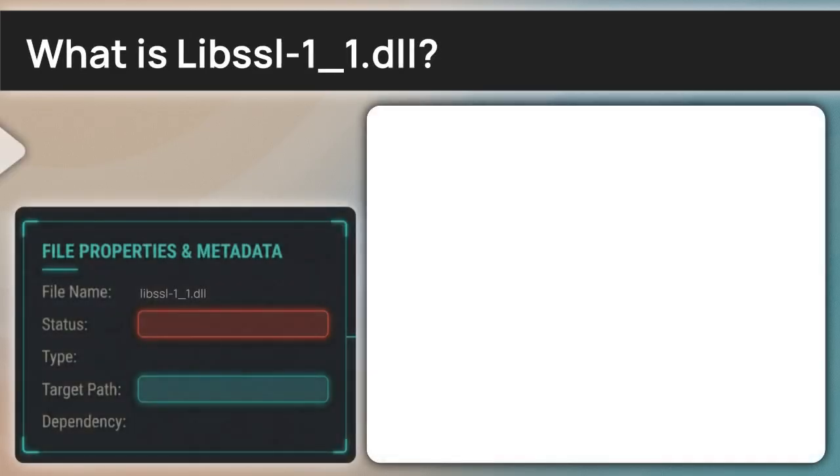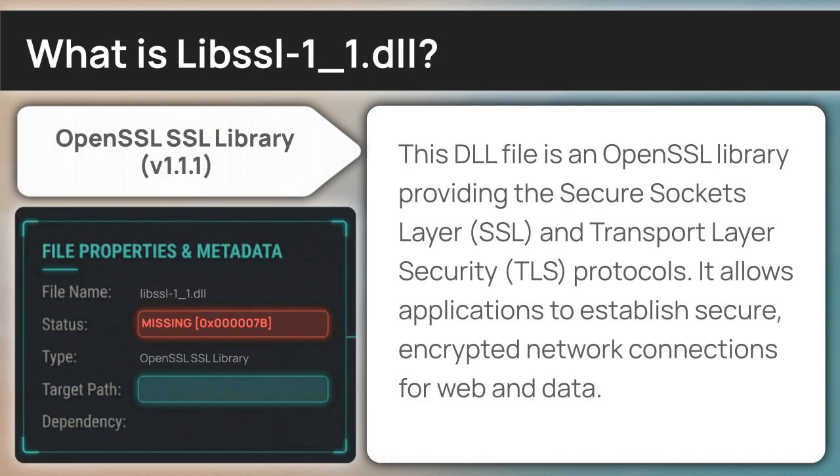This DLL file is an OpenSSL library providing the Secure Sockets Layer, SSL, and Transport Layer Security, TLS, protocols. It allows applications to establish secure encrypted network connections for web and data. Knowing the file's purpose is helpful, but now we need to physically restore it.